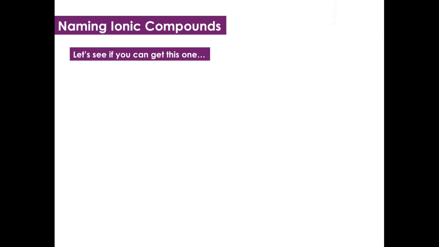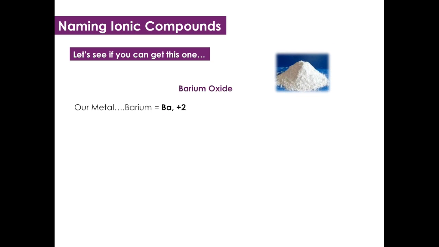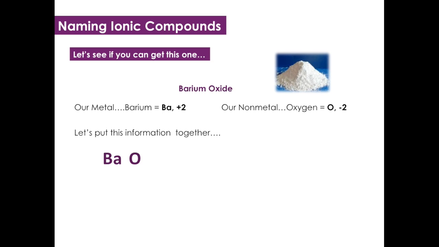Now let's see if you can get this one. Barium oxide. A metal, barium, Ba+2. A nonmetal, oxygen, that is O, -2. Let's put this information together. BaO, +2 and -2. That brings us a 2 and a 2 as a subscript. We can simplify them, giving us a 1. But remember, in chemistry, we don't write the 1s as subscripts. So our formula will be BaO.